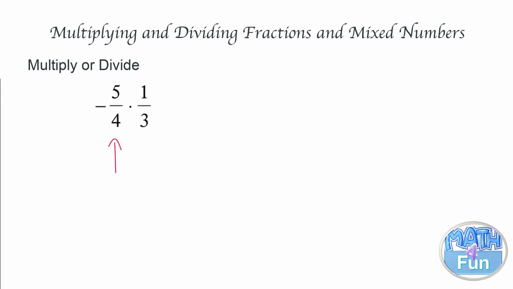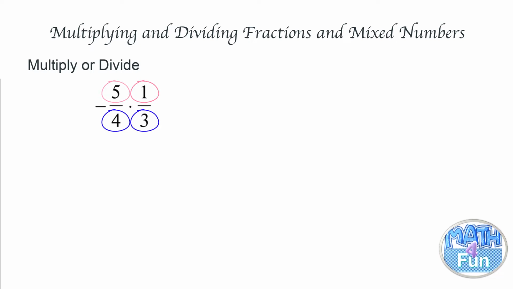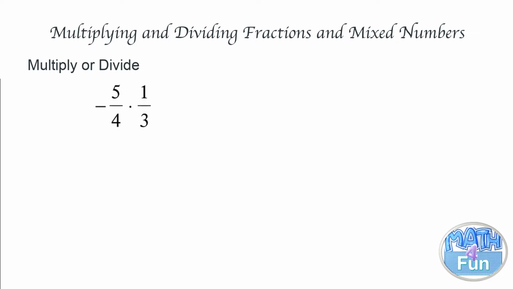Here we have minus 5 over 4 multiplied by 1 over 3. Remember that when we multiply fractions, we multiply the numerator by the numerator and the denominator by the denominator. And don't forget the signs beside the numbers. The first one has a minus sign, the second one has no sign, which means that it's positive. So, minus times plus, you get minus.